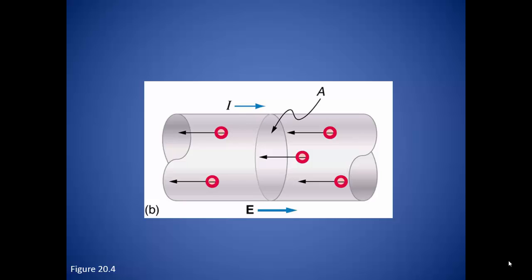So since we define the direction of current as the direction of positive flow, then the current is said to be moving to the right, or in the same direction as the electric field, but opposite the direction of the velocity of the electrons.